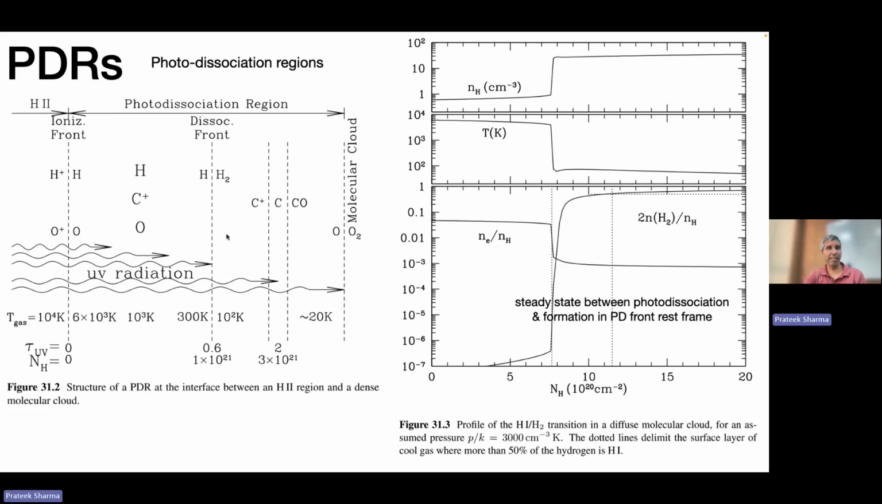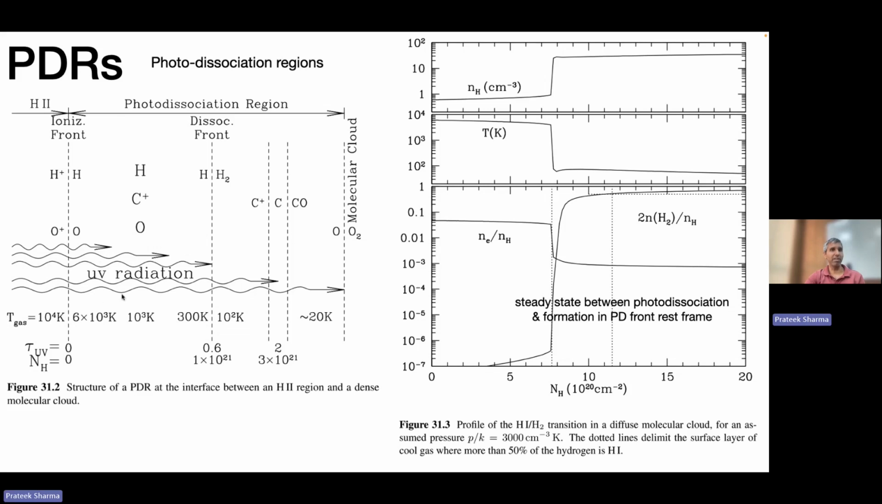So there's a lot of chemistry happening here. This is tau_UV, and this is N_H. They are proportional to each other. Optical depth is proportional to column. So the higher the column, the more you can self-shield. What it means is you need a column of at least 10^21 neutral hydrogen in order to self-shield and be able to form molecules.